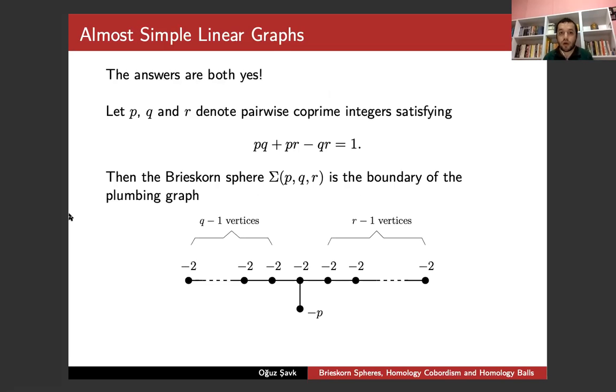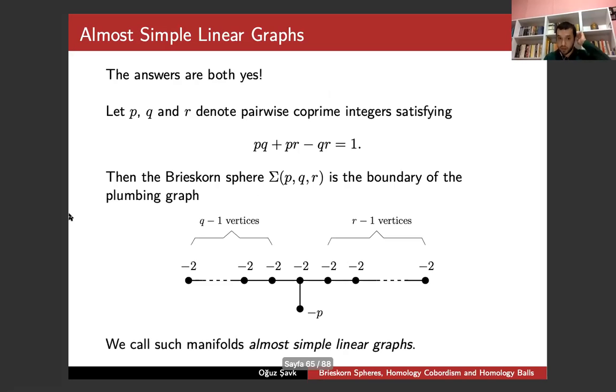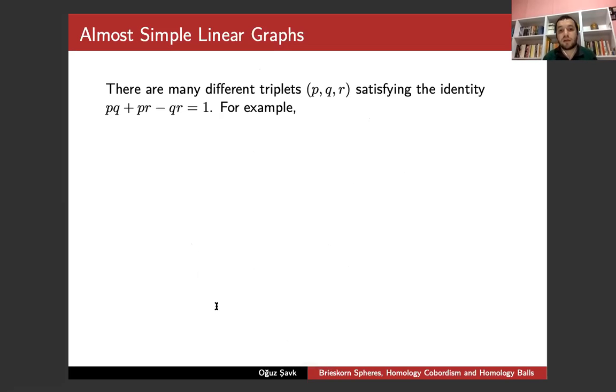Now P, Q, and R denote pairwise coprime integers satisfying the identity PQ + PR − QR = 1, then the Brieskorn sphere is the boundary of such a nice plumbing graph. We call such manifolds almost simple linear graphs, because if you omit the edge including the −P vertex, you just get a linear graph and all vertices are −2. There are lots of solutions of this identity.